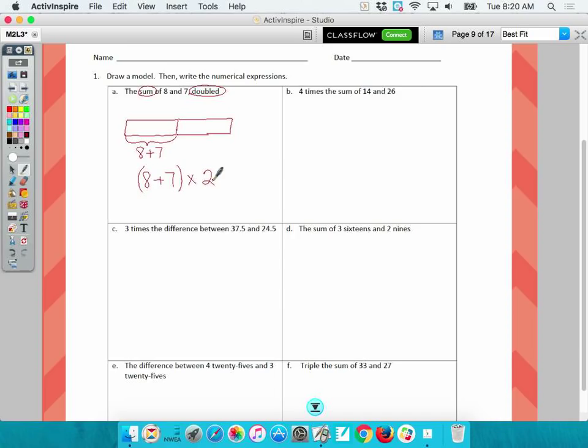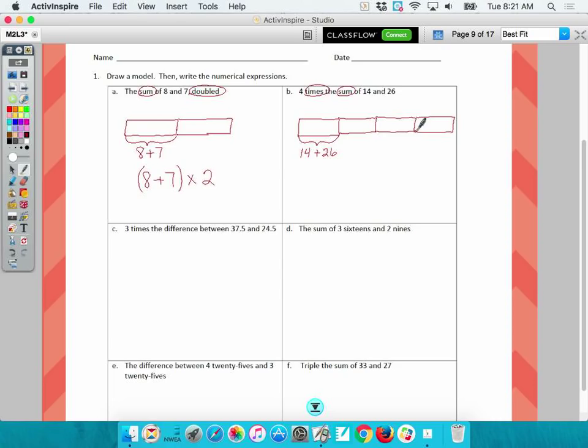So let's follow the same strategy. What's sum tell me to do? Add. What's times tell me to do? Multiply. Okay. So what will I do first? 14 plus 26. And then how many times? 4. So you just do the best you can at making them about the same size. No one's going to be coming along and saying, oh, those aren't exactly the same.